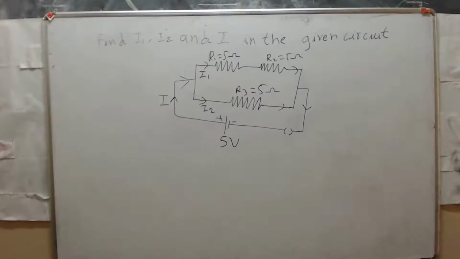Nipun Jain. So Nandini Paul answered I1 is 1 ampere. Okay, then, sorry, I1 is not 1 ampere. Wrong. I1 is not equal to 1 ampere.